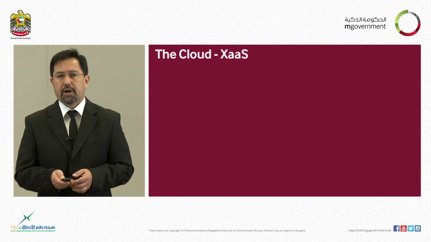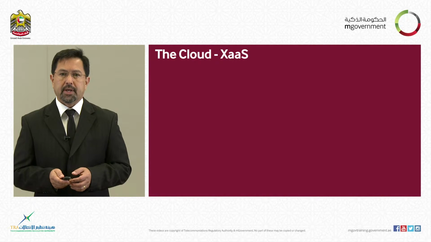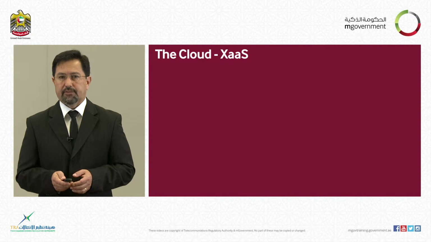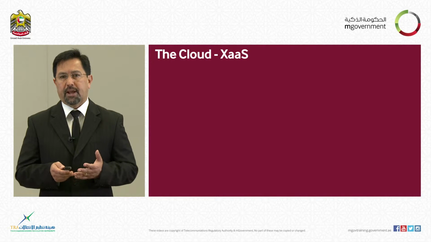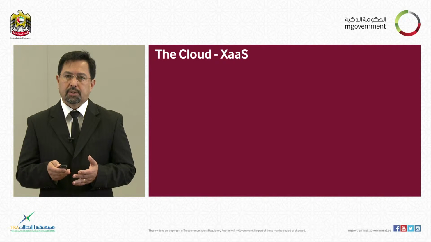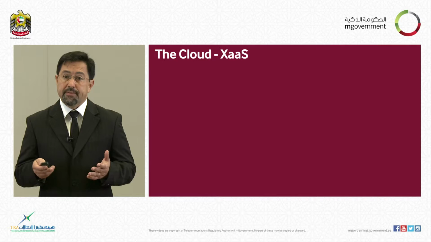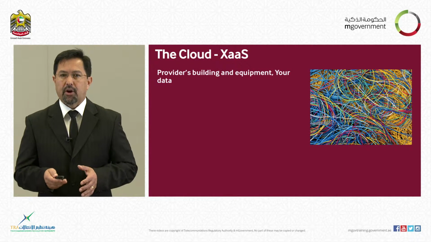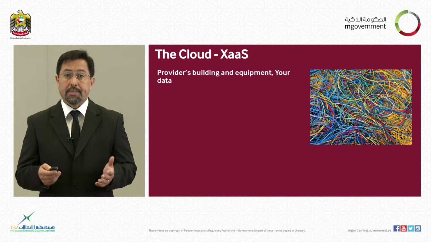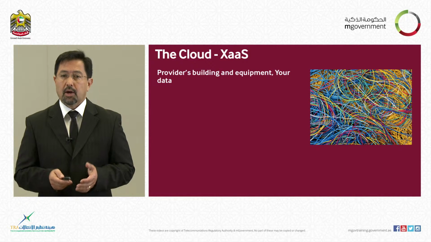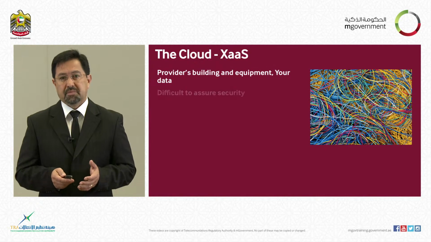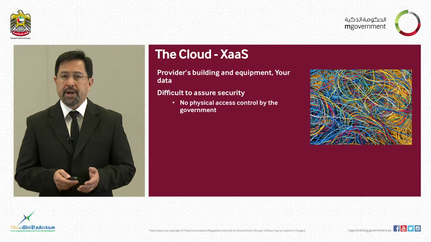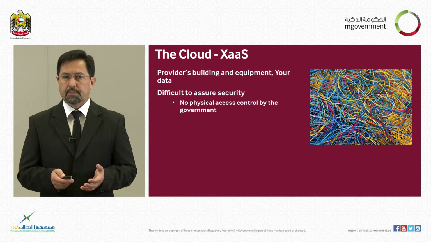The last and the third of the three models that we're describing is called the cloud, or X as a service, where the X stands for infrastructure, for platform, for software as a service, even possibly security as a service. In this case, the provider owns the building, owns the equipment, including the servers, and the only thing you own is the data. Obviously, from a security perspective, you are not given physical access to the building.